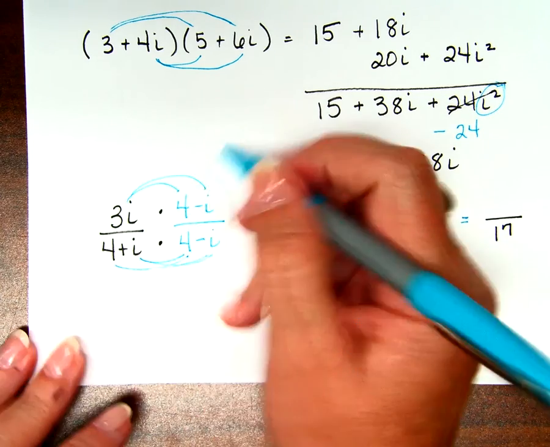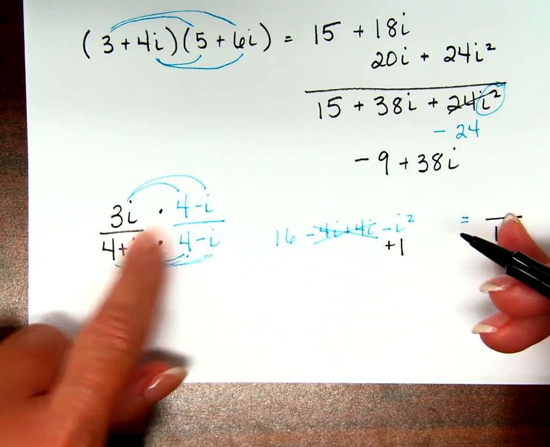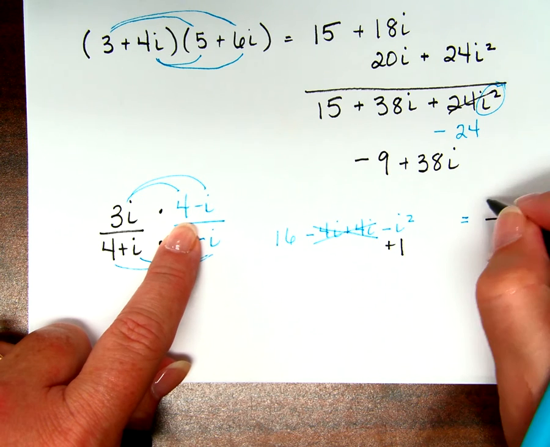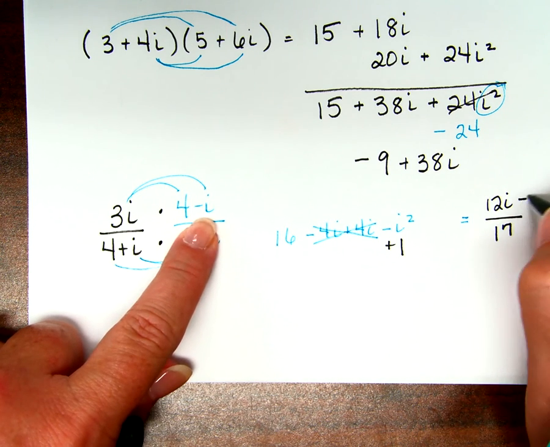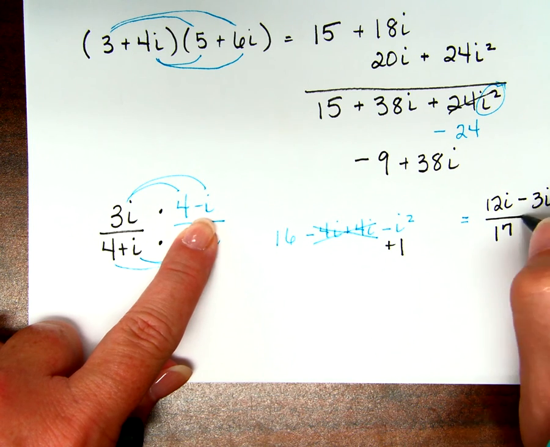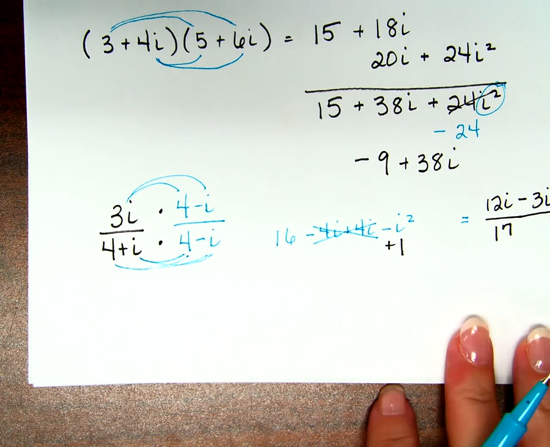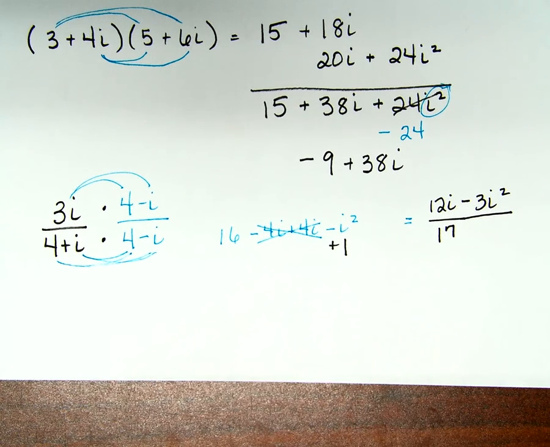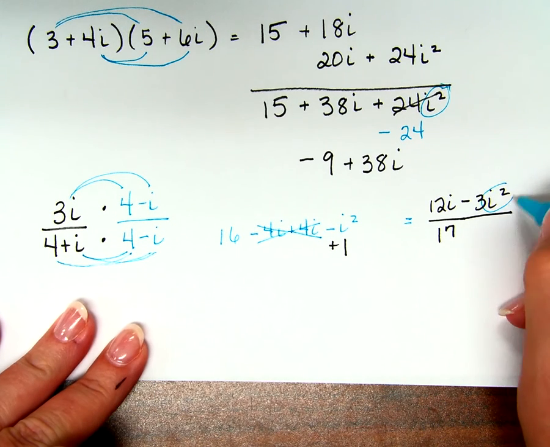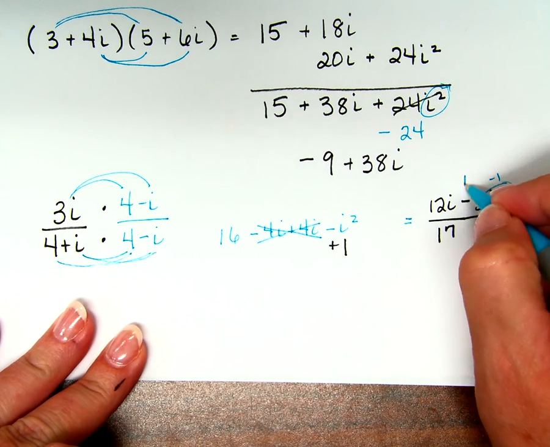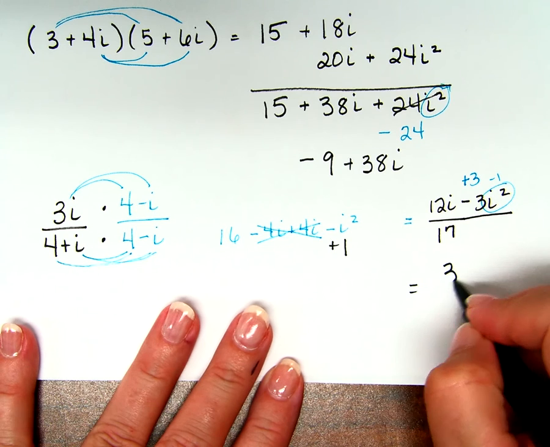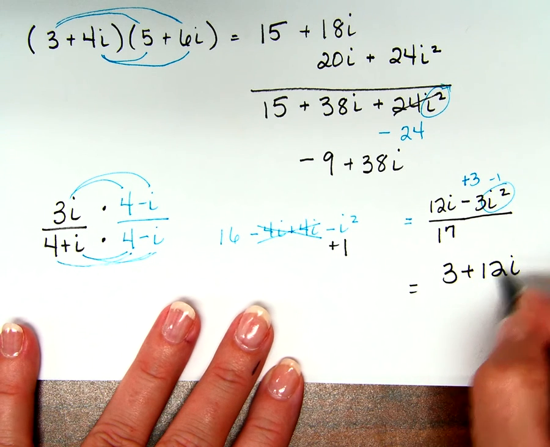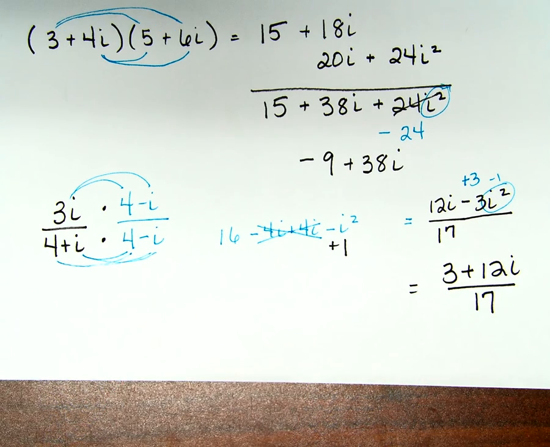Don't I just distribute? What's 3i times 4? 12i. And what's 3i times negative i? Negative 3i squared, right? Sorry. But what's true about i squared? Negative 1, so this becomes plus 3. And then the last thing we have to do is put it in the right order, right? Real part, imaginary part, over 17.